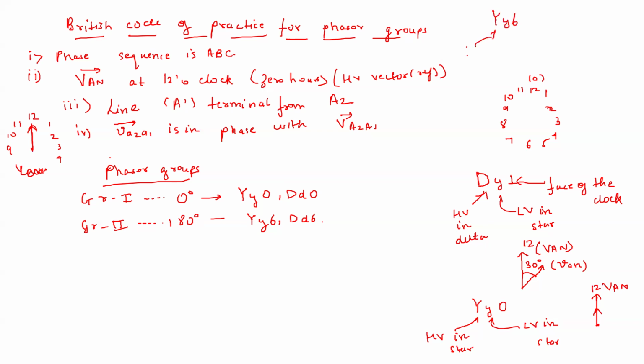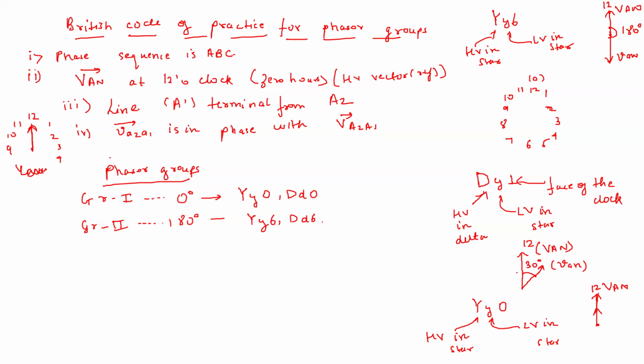So this is HV in star, LV in star. And 6 means suppose this is my location of the VAN vector, which is at 12 or 0 hours. So the LV A phase vector with respect to neutral is at 6 o'clock. So this is VAN. Here you can see this is 180 degrees, right? So the angle between the primary voltage and the secondary voltage is 180 degrees.